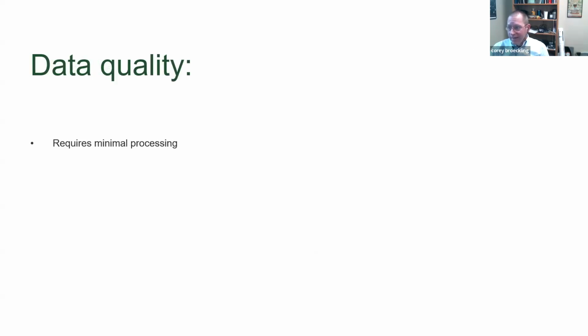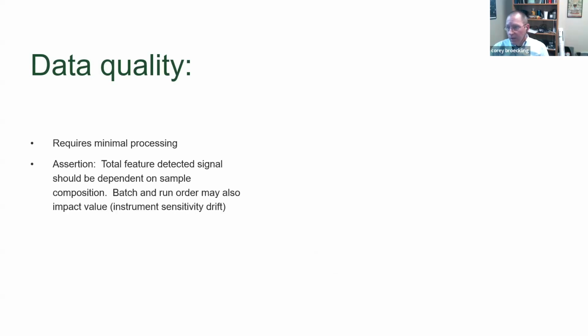So our first step was to evaluate data quality. We want to keep the data processing minimal. And to say, is our data of high quality? Does it reflect what we put in? And so in thinking through how to do this, this is one way to approach it. It's not necessarily the only way or even the best way. But let's just make the assumption that the total detected signal should be dependent on the sample composition. And so then batch and run order can also impact those quantitative values. And so what I did was I processed all of these for the LC-TOF data.